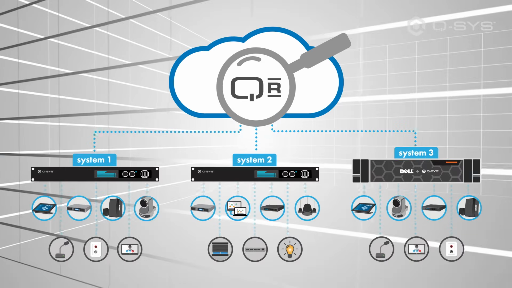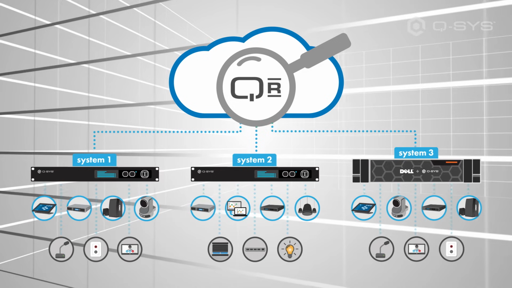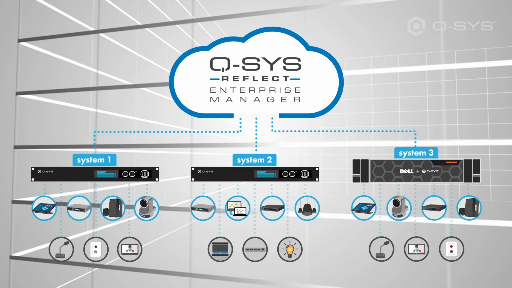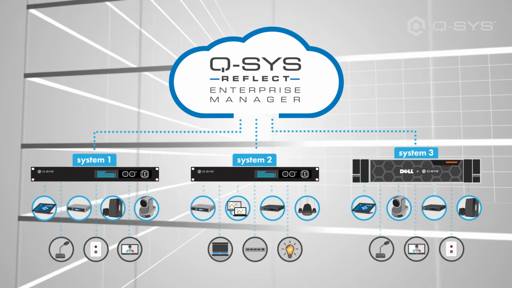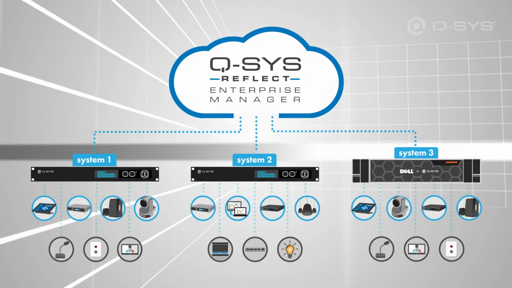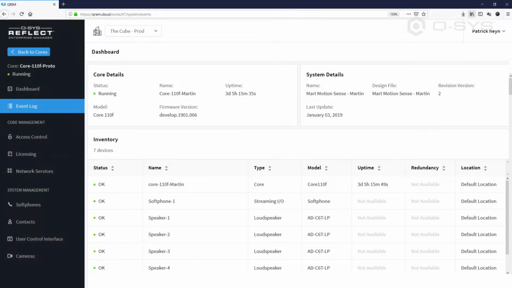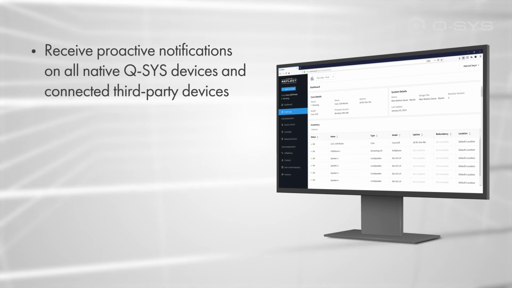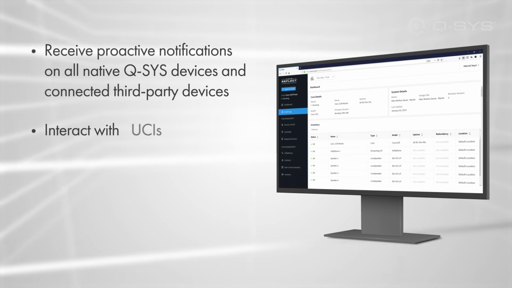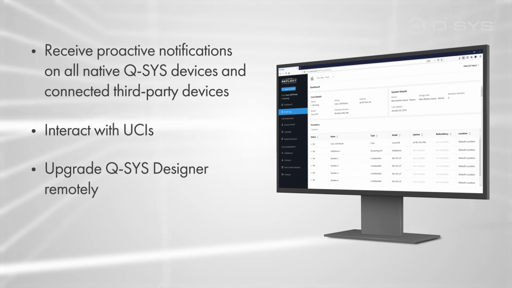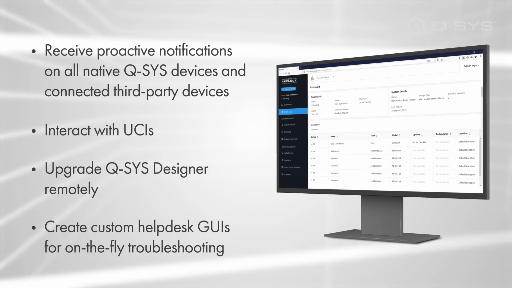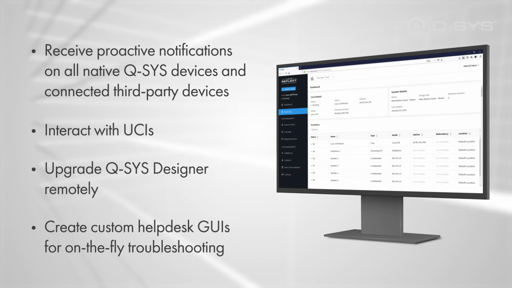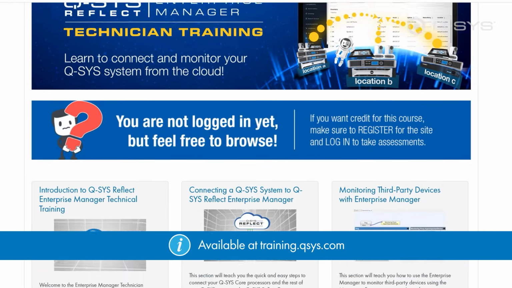Finally, you can monitor and manage any number of your Q-SYS systems remotely by enrolling in a Q-SYS Reflect Enterprise Manager account. Enterprise Manager gives you access to valuable data and controls of your Q-SYS systems from anywhere in the world from a single web-based dashboard. Receive proactive notifications on all native Q-SYS devices and connected third-party devices. Interact with UCIs. Upgrade Q-SYS Designer remotely. And even create custom help desk GUIs for on-the-fly troubleshooting. For more information on Q-SYS Reflect Enterprise Manager, be sure to check out our training course on this service.